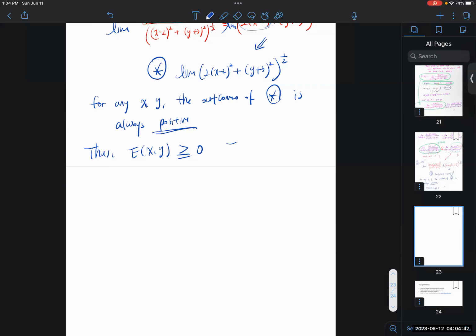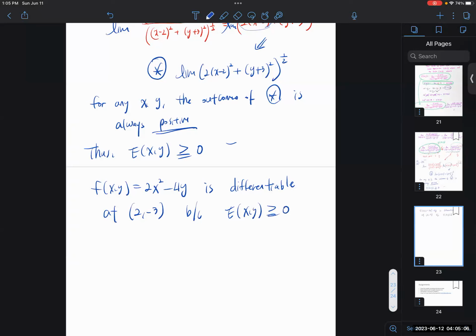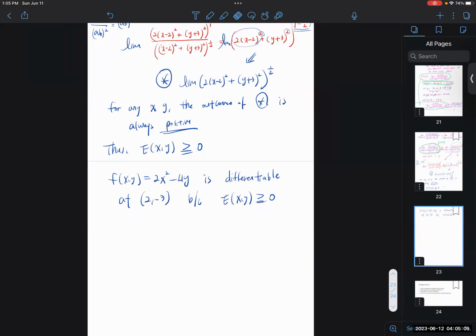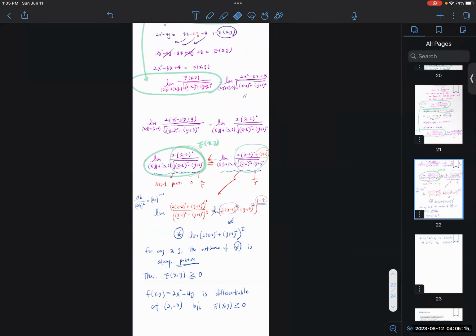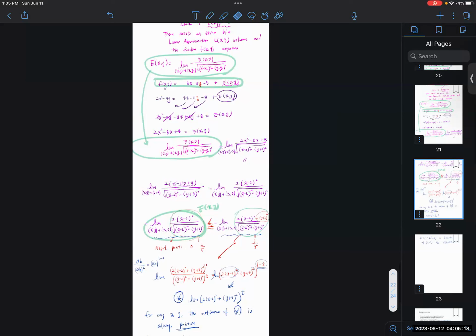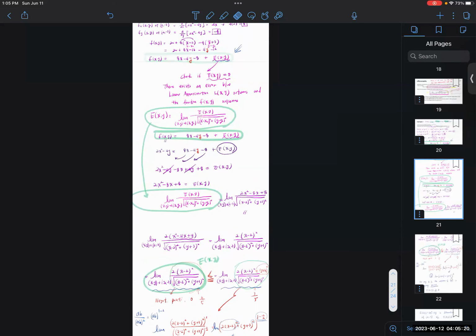So the conclusion is the function 2x^2 - 4y is differentiable at (2, -3) because the error can be 0 or positive. That's it. One more time. The last part might be confusing, but let me show you one more time. Everybody can find the equation of the tangent plane, but then there's a possibility the error exists, so we are checking if the error can be 0 or not.